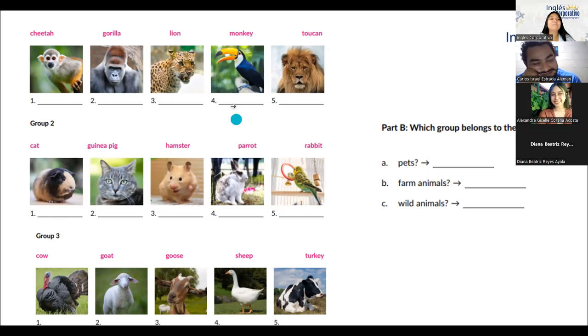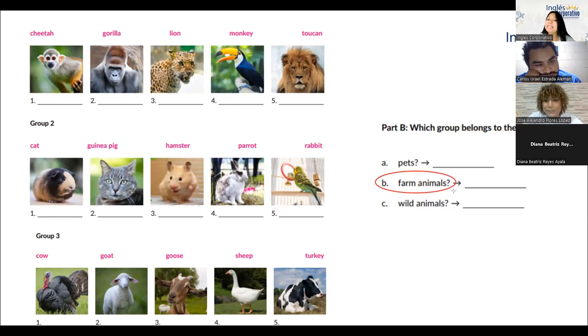Hamster. Guinea pig. Turkey. Rabbit. Turkey, yes. Okay. Well, which are farm animals? Cow, sheep, cow, farm rabbits, cows, sheep, cow, right? Yeah. Okay, and what about wild?